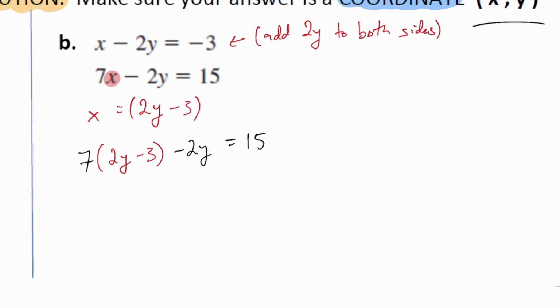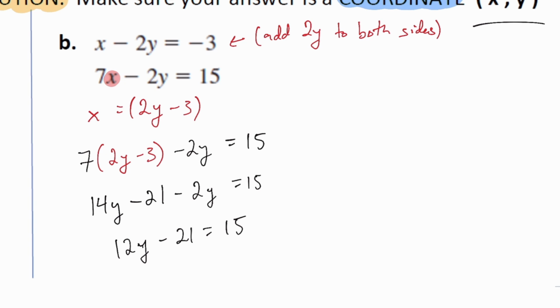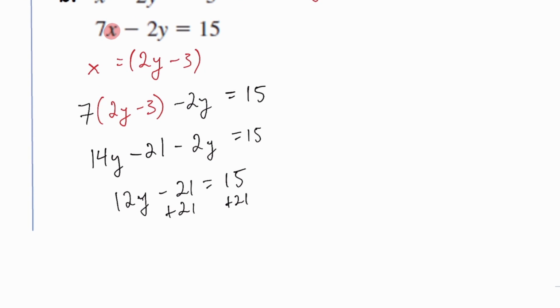So now I need to, again, distribute that 7 across. So 7 times 2 is 14, so I'm going to get 14y. 7 times 3 is 21, minus 21, minus 2y is equal to 15. Combine like terms, I have 14y here and minus 2y, so I'm going to have 12y minus 21 is equal to 15. Add 21 to both sides. 12y is going to equal 36. I really struggle with writing my y's. Finally, divide by 12, and I'm going to get that y is equal to 3.